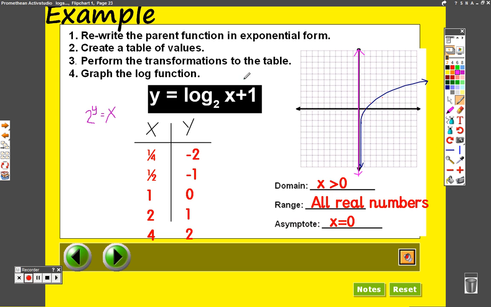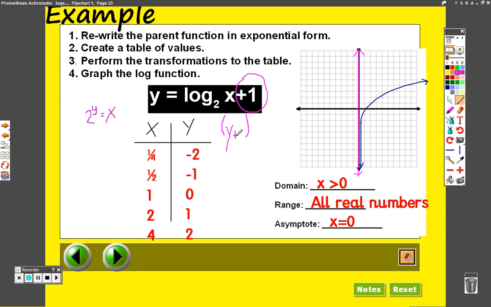This plus 1 is telling us we're moving up 1. I know it's a plus k because if it were an h, it would be inside a set of parentheses, and I don't see any parentheses there. So this is my plus k, so we're shifting up 1, and up and down movement affects my y, so I'm going to have y plus 1.